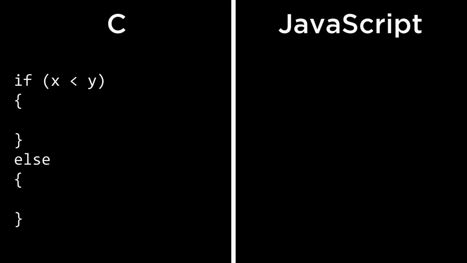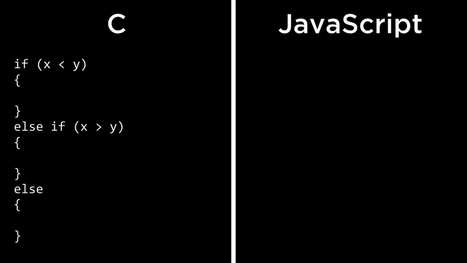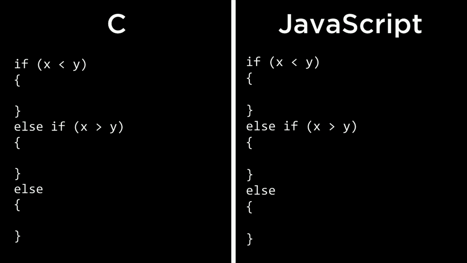If we want to add an else case in C, we just added else and then another set of curly braces. And in JavaScript, again, it's exactly the same thing. If, and then a set of curly braces, and then else, and then yet another set of curly braces. And in C, we could add else ifs within those conditions. And in JavaScript, we can also do the same exact thing.